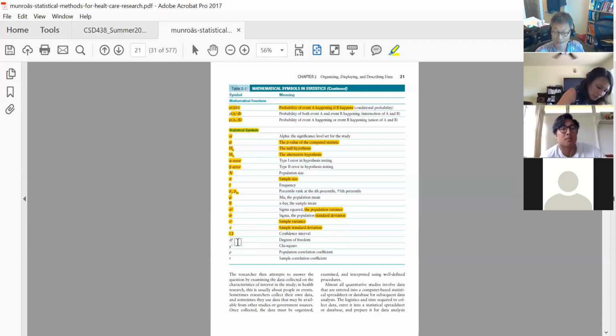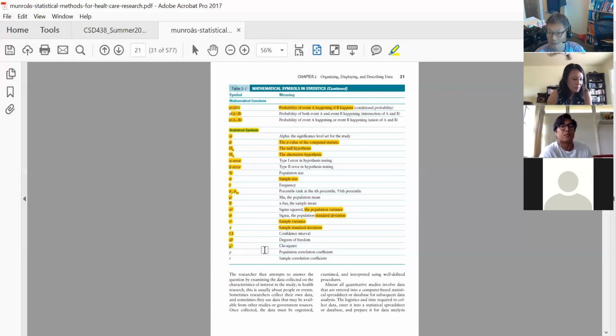And this is a chi-square. This is a chi-square measure for certain types of testing. And the rho is a correlation coefficient, and the R is a sample correlation coefficient. So these whole things, eventually we're going to use for the statistic calculation or symbols, but whenever this comes up, then I'll describe it, okay?